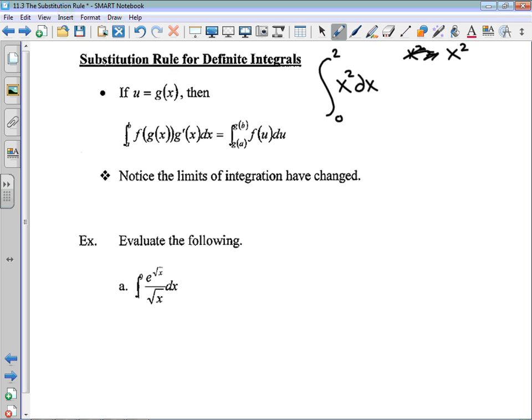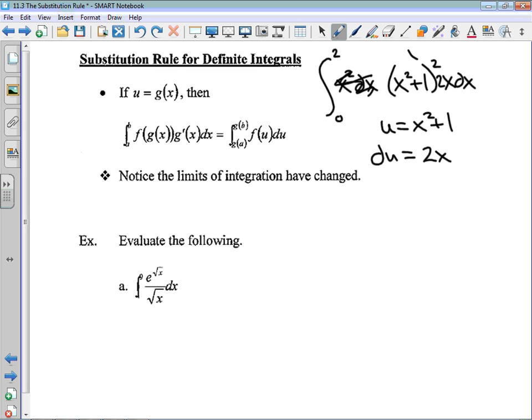Hold on. We'll get there. So I'm going to write this as bracket, maybe x squared plus 1 squared times 2x dx, just so the substitution is nice and easy. So if I make u equal to x squared plus 1, that means that du is equal to 2x dx. So I could rewrite the inside of that integral as u squared times du.